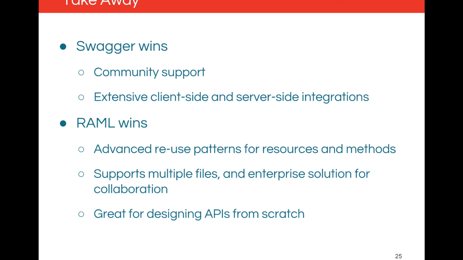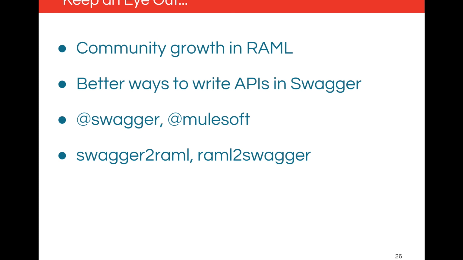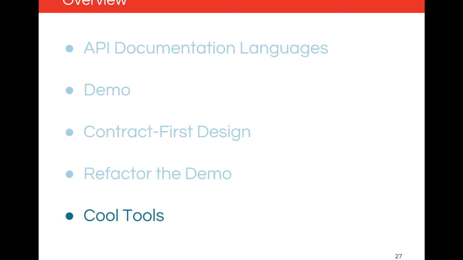API Blueprint has kind of the best of both worlds. It has a lot of the community support, a lot more than RAML, and it also has a good contract first design where you're writing your API documentation in Markdown instead of YAML. So keep an eye out for community growth in RAML as well as more of a contract first design approach in Swagger. And I highly encourage everyone to follow them. Even if you're not ready to adopt these languages today, keep an eye out, because I think this is definitely going to be something that you will want to do in the future when these technologies are a little bit more mature.